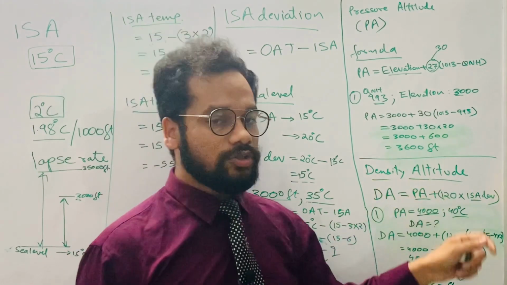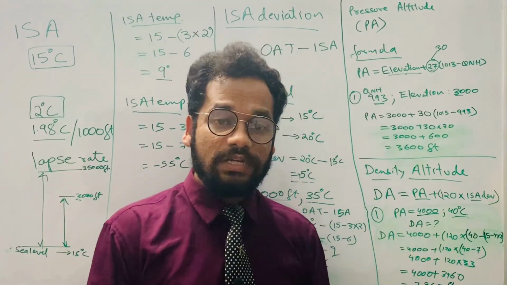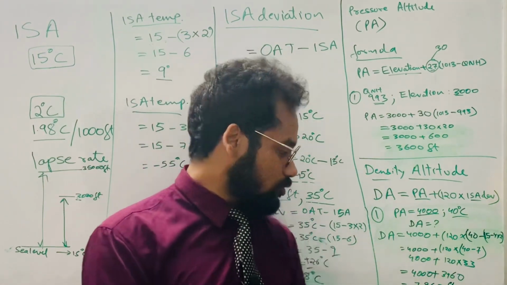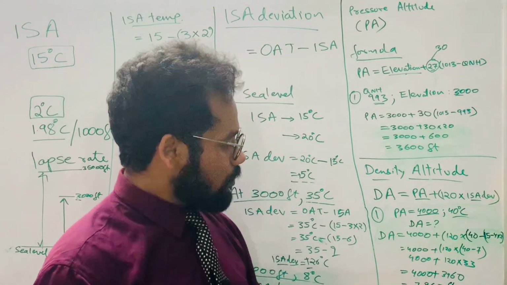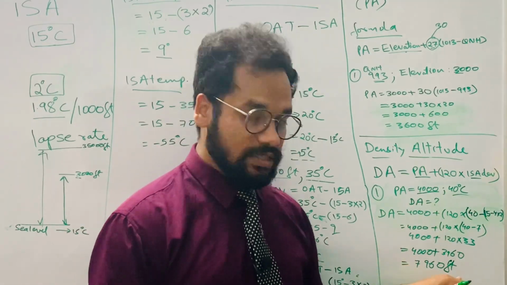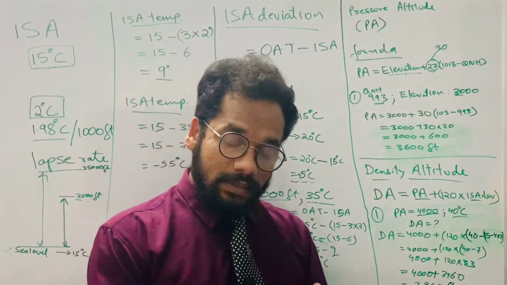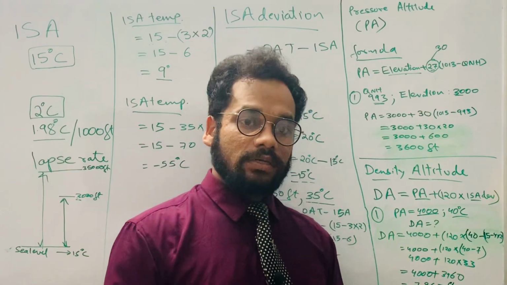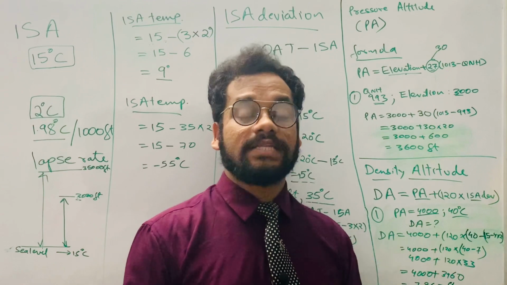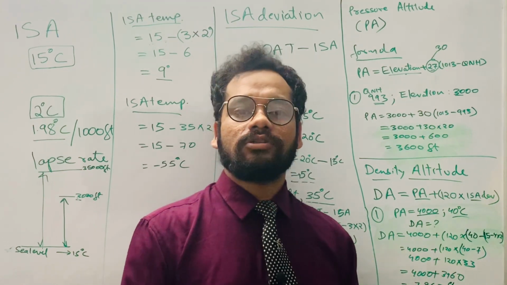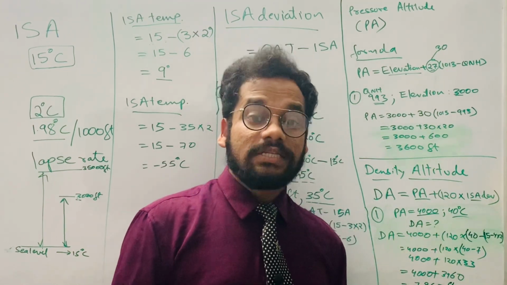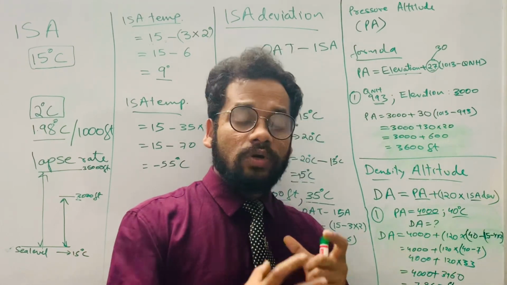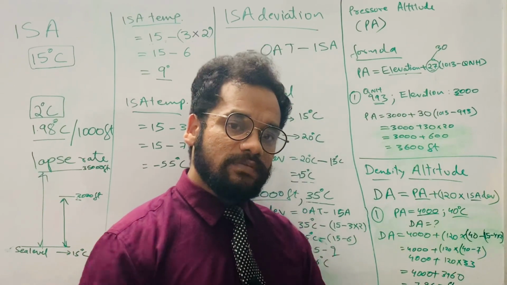Next is the density altitude, which is what the aircraft actually feels. The aircraft altimeter may be showing 4000 feet, but the density altitude on which the aircraft performance is based may be, suppose, 7,960 feet. That's why density altitude plays a very important role, because the performance of the aircraft depends on a factor called density. Density changes with temperature and pressure. With increasing temperature, density decreases, and with increasing pressure, density increases. Because of this, the performance of the aircraft varies.